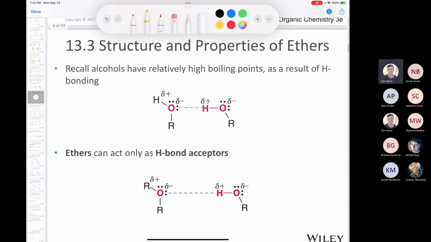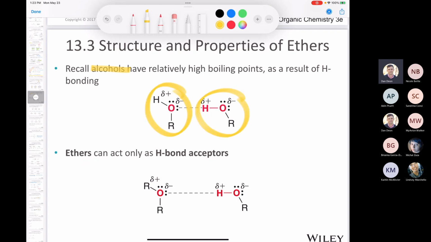Well, let's talk a little bit more about intermolecular forces. You remember from general chemistry, organic chemistry 1, chapter 12, we talked about alcohols relentlessly. And we said that alcohols have relatively high boiling points. Why? Because they can participate in hydrogen bonding.